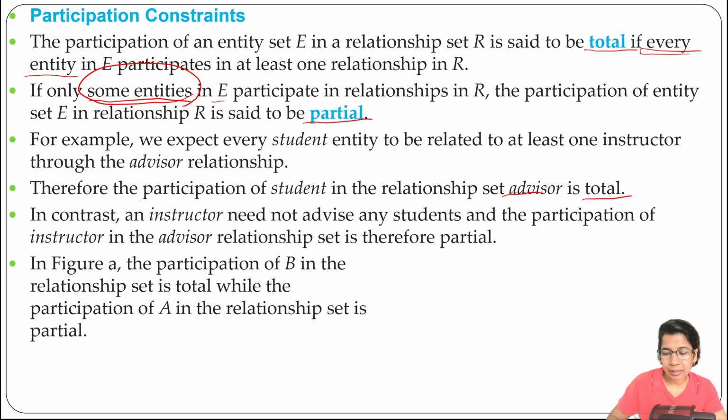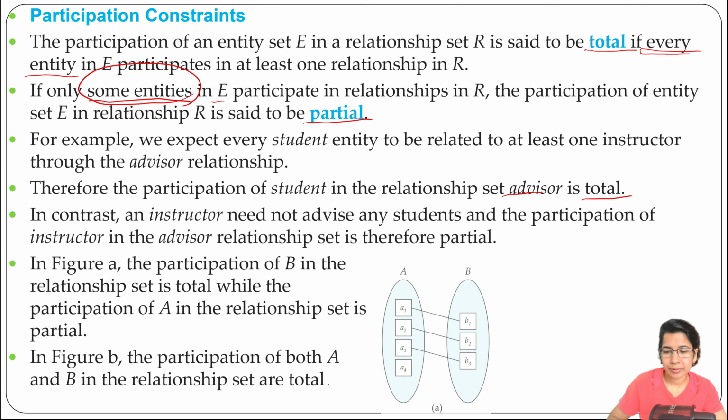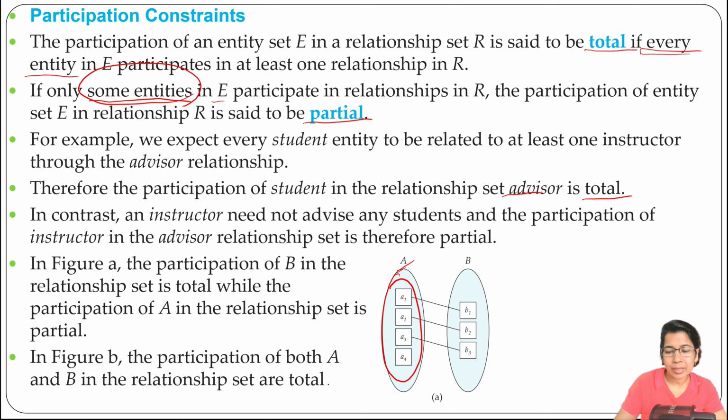Let's see the figure. There are two figures, figure A and figure B. So A participation is partial because A4 is not associated, whereas B participation is total. All entities of B are participating in the relationship. So in figure A, the participation of B in the relationship is total, while the participation of A in the relationship is partial, as here A4 is not participating.